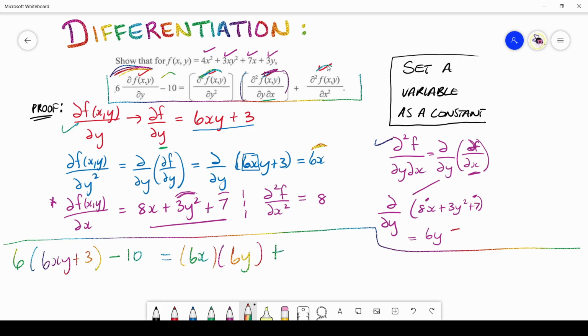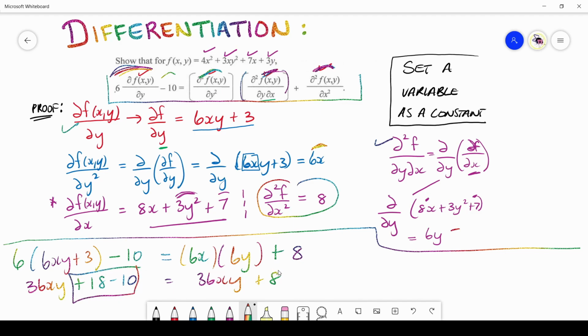And then finally, we have our last term. Let's look for it. It's delta 2f delta x squared. Where is that? Here it is. And that value is 8. So you'll notice that both sides look a bit different, but I guess all we need to do is expand brackets. 6 times 6xy is 36xy, 6 times 3 is 18, plus 18 minus 10, and 6 times that is 36xy plus 8. And of course, you guys know that 18 subtract 10 is equal to positive 8, so you can also include that as your last line, and then you can end your proof with your lovely QED box.